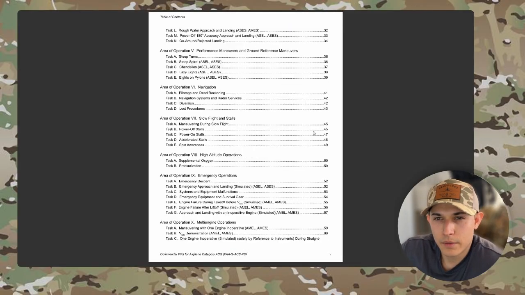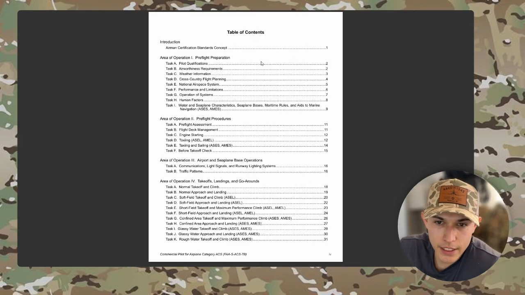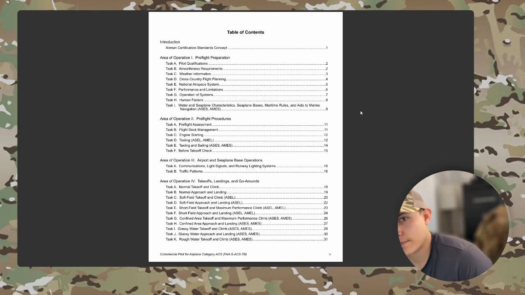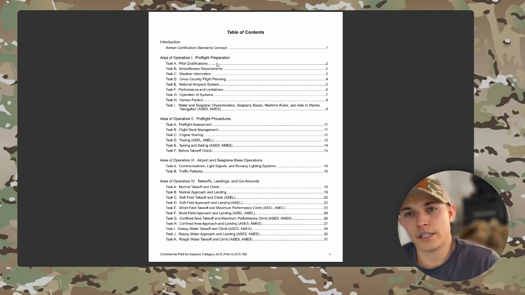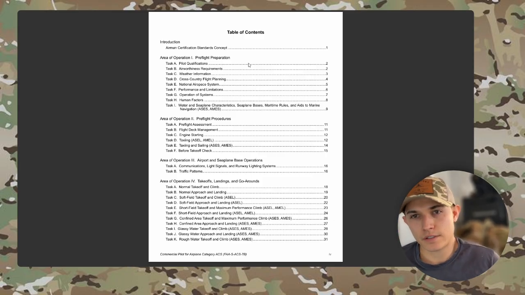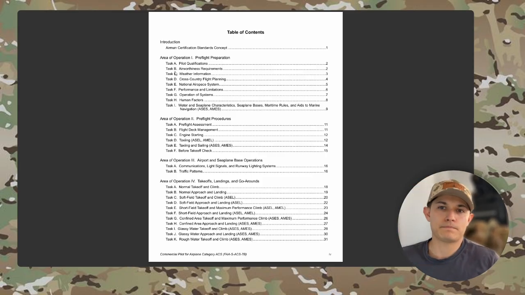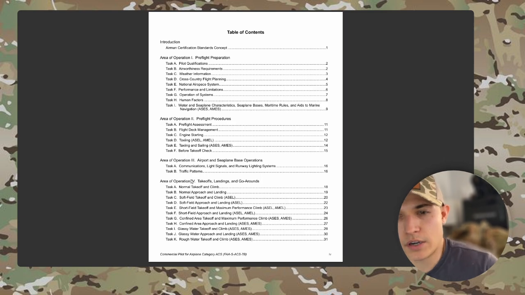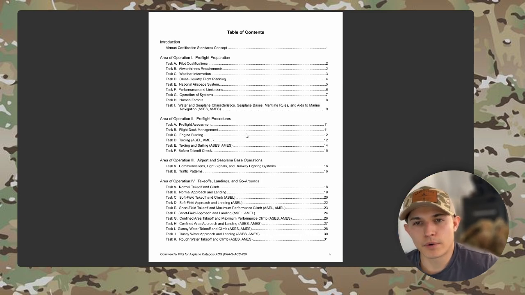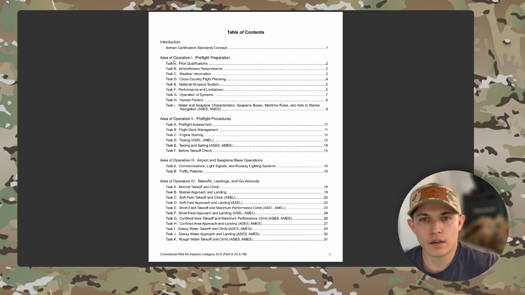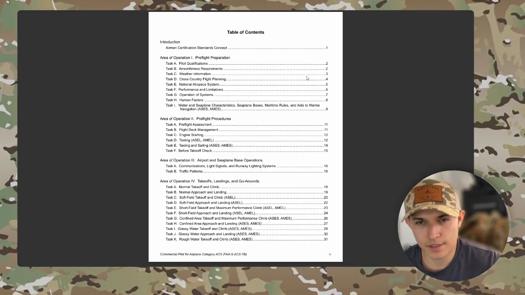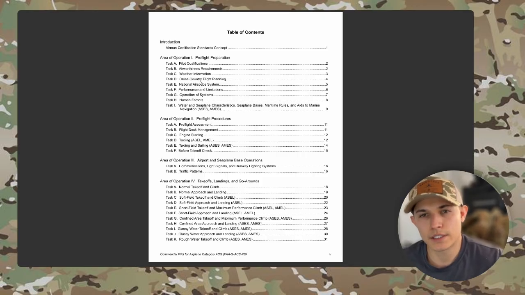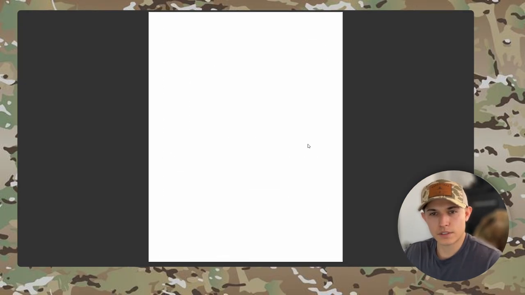So let's just dive in here. Scroll down, boring. Okay, right here is what I want to get into. This is going to be the table of contents. For your checkride, you'll see we have areas of operation, and then tasks within them. Most of the stuff all the way up until area of operation 4 is pretty much groundwork, specifically area of operation 1, preflight preparation. I can click on each one. This one's not hyperlinked, but most of them are.